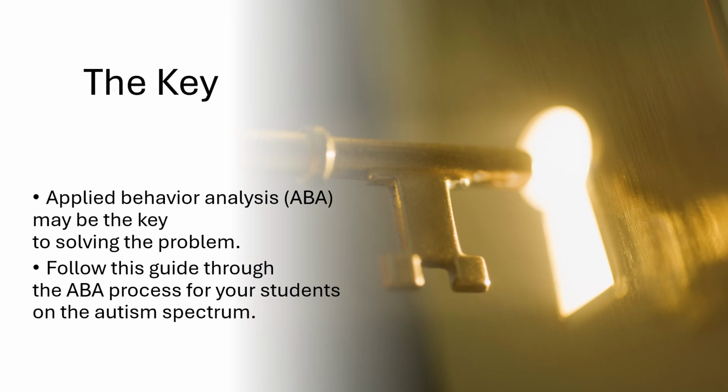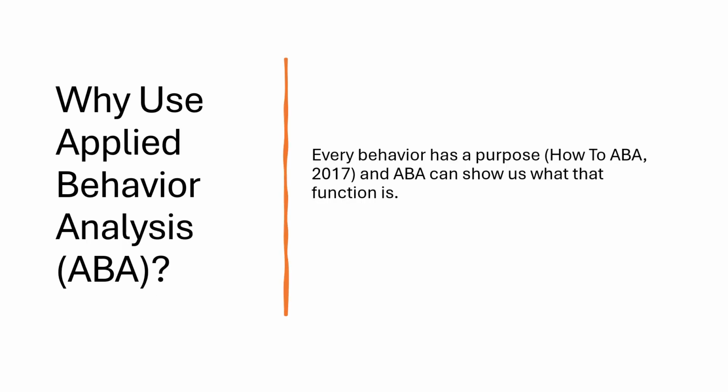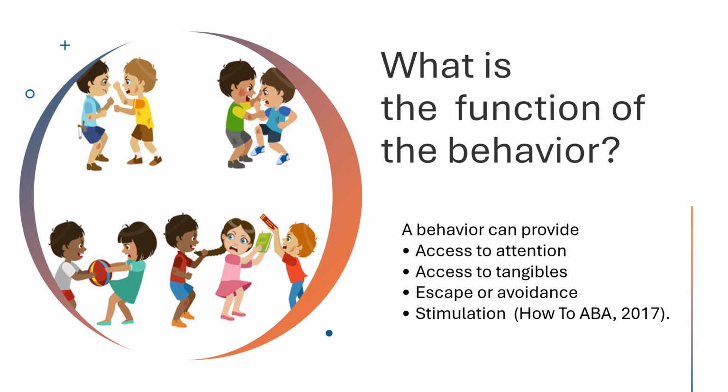The key: applied behavior analysis, or ABA, may be the key to solving the problem. Follow this guide through the ABA process for your students on the autism spectrum. Why use applied behavior analysis? Every behavior has a purpose, and ABA can show us what that function is. What is the function of the behavior? A behavior can provide access to attention, access to tangibles, escape or avoidance, or stimulation.